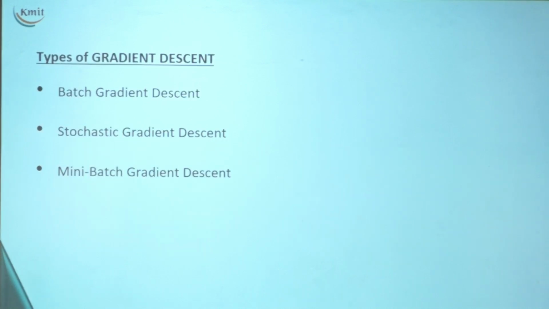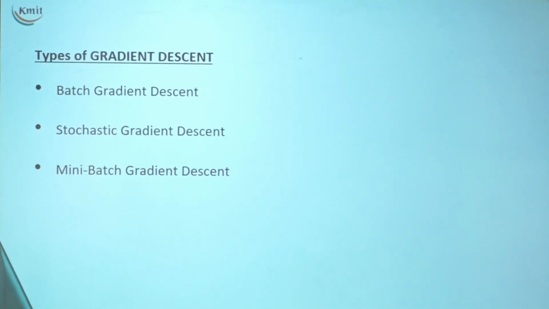Okay, now let's look into three types of gradient descent. There are three types of gradient descent algorithms. The first one is called what? Batch gradient descent, which we were talking about previously. The normal gradient descent algorithm is nothing but the batch gradient descent. Apart from that, we also have two other types of gradient descent, which are called stochastic gradient descent and mini batch gradient descent. What are the three types of gradient descents? Batch, stochastic, and mini batch. Let's look into what each of them stands for.